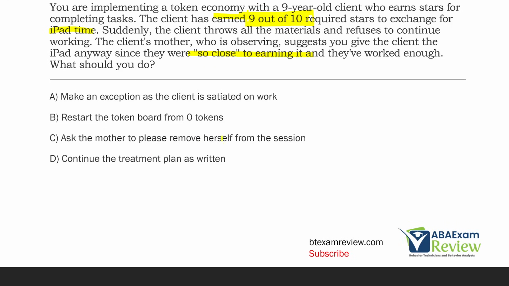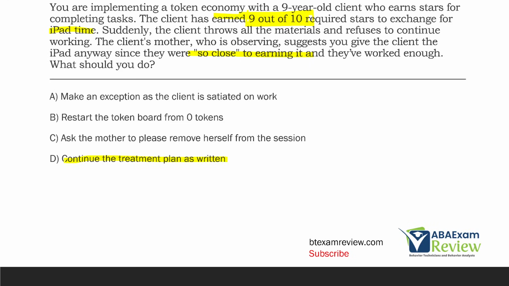C, ask the mother to please remove herself from the session. You don't have the authority as the RBT to do that. If the mother is there, that is a supervisor conversation if you believe it to be a problem. D, continue the treatment plan as written.